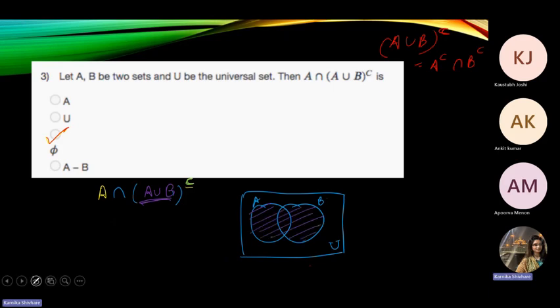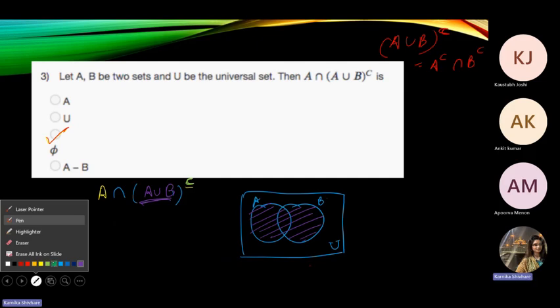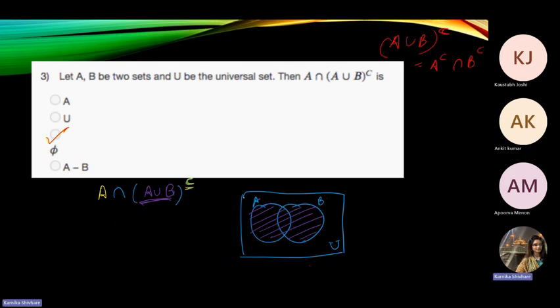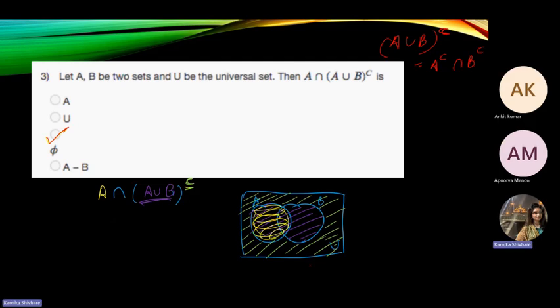Okay. Then we have to take the complement, this one. So what can we see? Everything which is not this. So this is the complement. Then we have to take A. What is A? This one. This one is A. Okay. And we have to take the intersection of this yellow one and the green one. So very clearly this is phi.